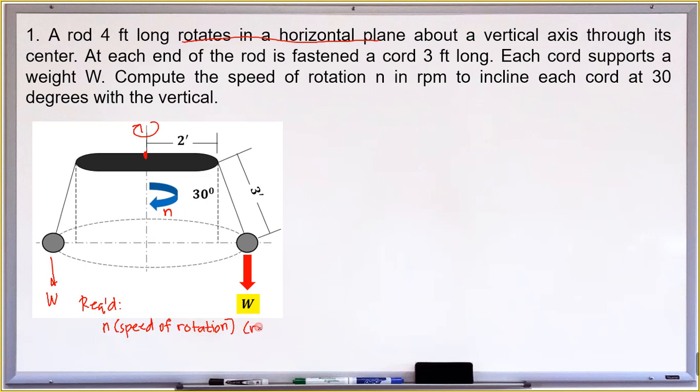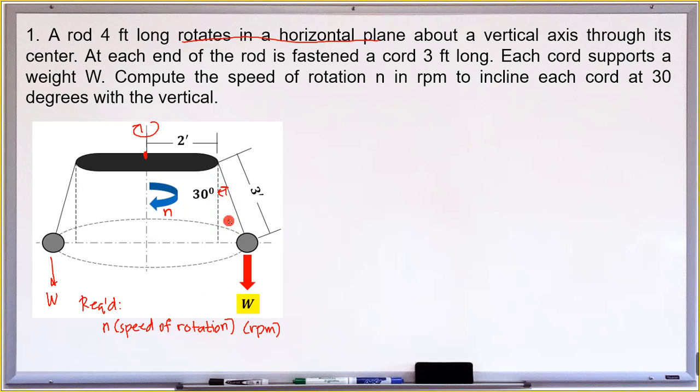Speed of rotation, that is in revolutions per minute. RPM means revolutions per minute. So each cord is inclined at 30 degrees with the vertical. So this 30 degrees, okay?